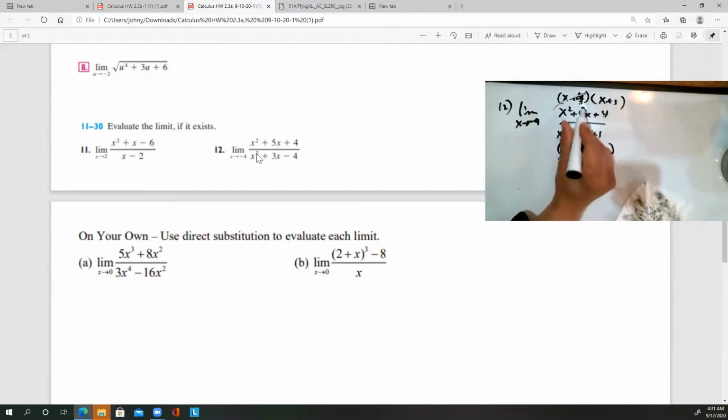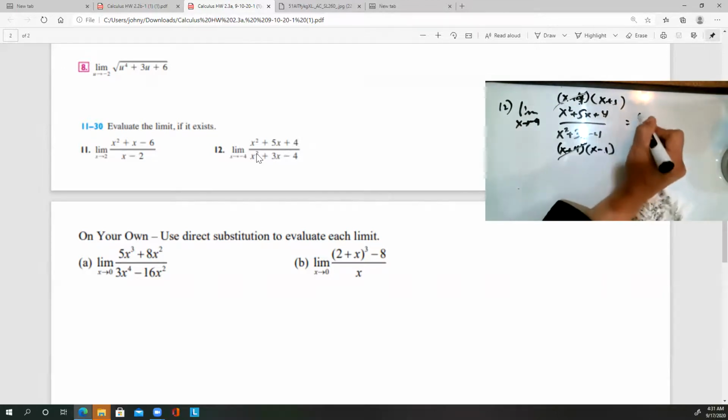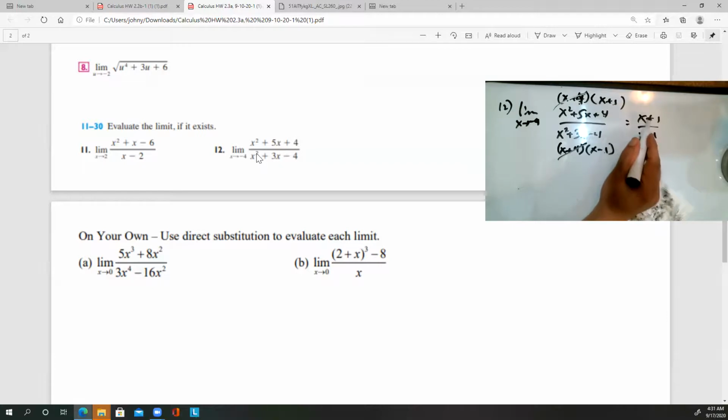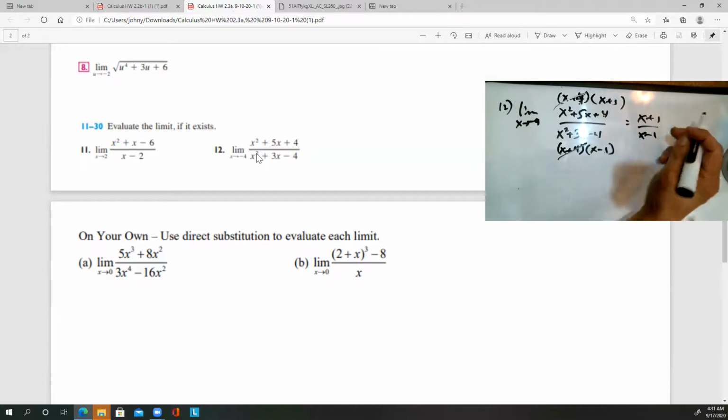These factors cancel out, you end up with x plus 1 over x minus 1. Now you can plug in negative 4. Negative 4 plus 1, let's just write it out, over negative 4 minus 1. Evaluating the numerator, you get negative 3. Evaluating the denominator, you get negative 5. Negative divided by negative is positive 3/5. There's your final answer. It's already reduced.